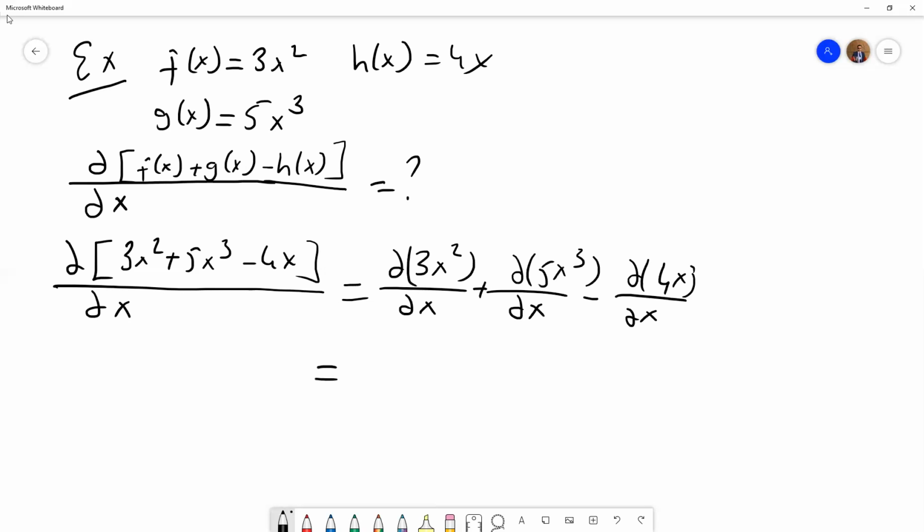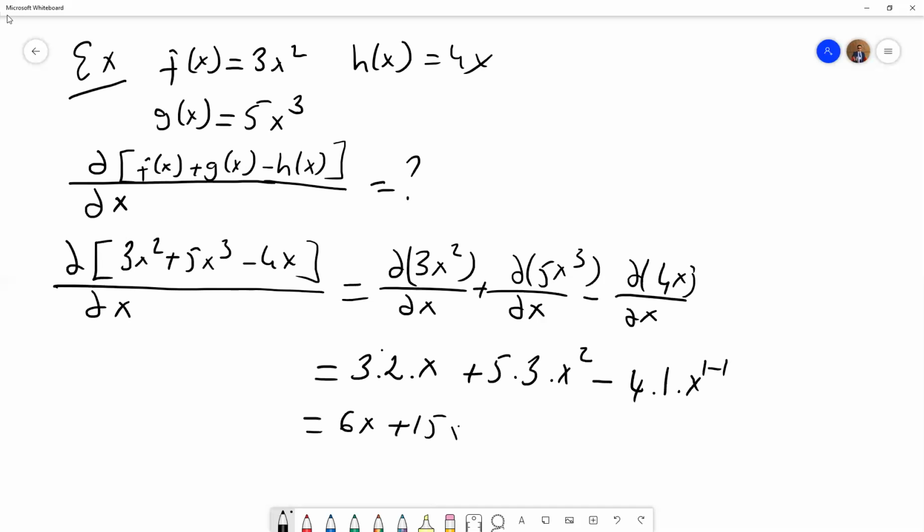And so we know that the derivative of 3x squared is 3 multiplied by 2x. We subtract 1 from the power, and for 4x you know that we have 1 here, x to the 1 minus 1. So 6x, and 15x squared, and minus 4 here. And this is the answer to the question.